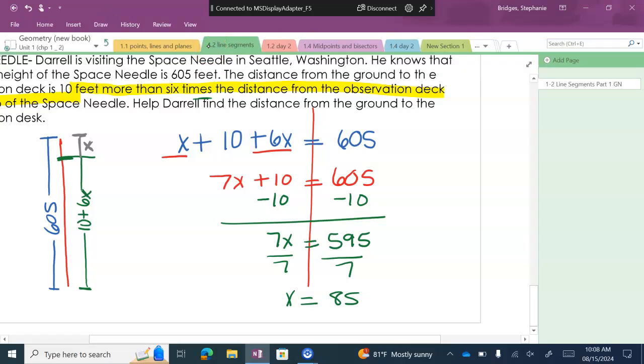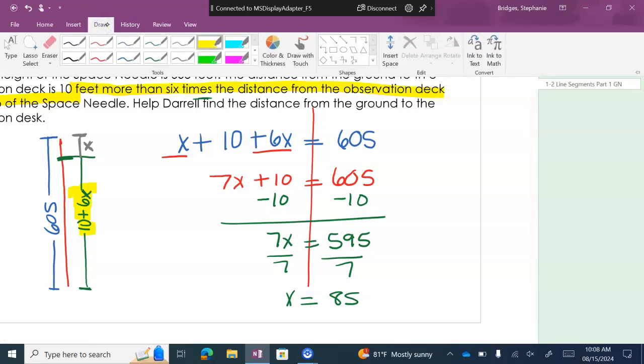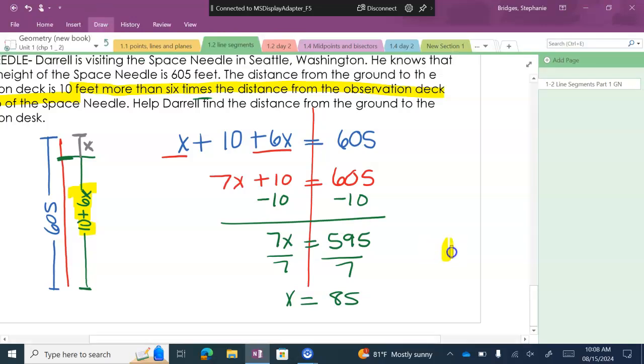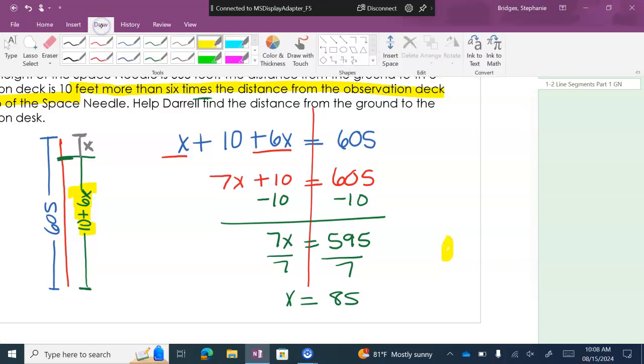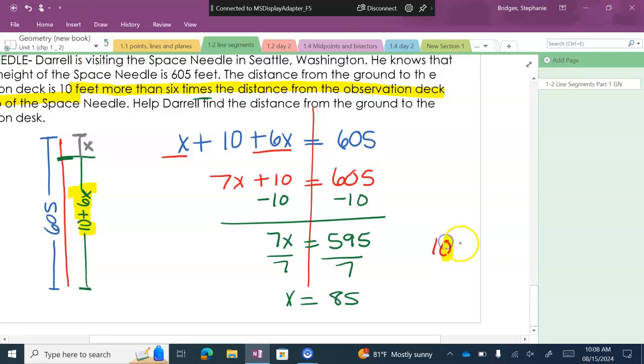A couple of different ways. Would it be okay if I just took the whole thing and subtracted the 85? Would it also be okay if I took it and plugged it into that? Either way, okay? So you can either take the whole thing and subtract 85, or you can do 10 plus 6 times 85. Those both will give you the same answer. $520. Okay.